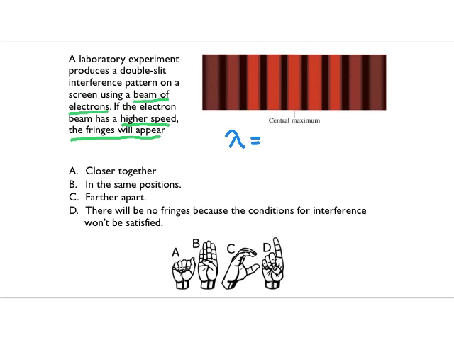Now, looking back at chapter 28, the wavelength of moving particles is h over m times v. So the electrons are going at a higher speed. What that means is they're going to have a shorter wavelength. And we've seen that a shorter wavelength means the diffraction pattern will have fringes that are closer together.